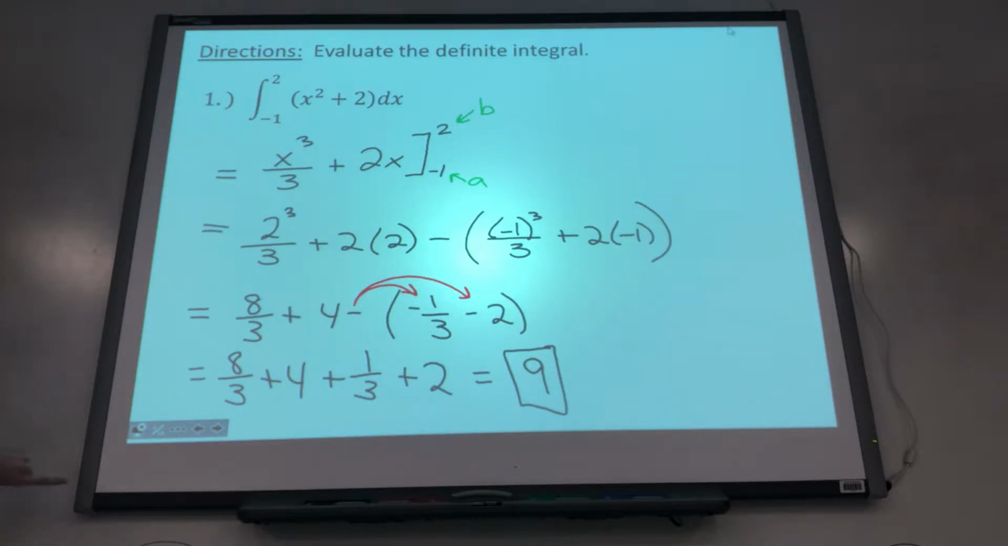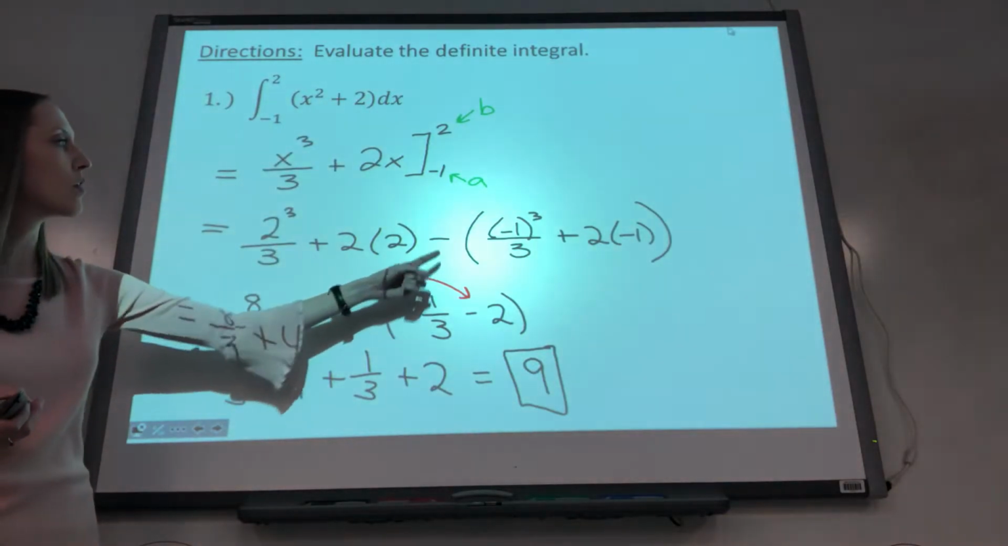Okie doke. Any questions about that? Plug in upper bound first, then lower bound, and subtract. Got to keep track of that minus sign. Let's try another one.